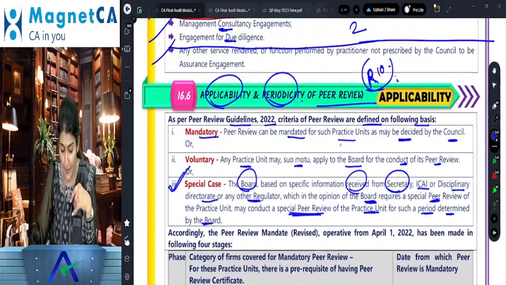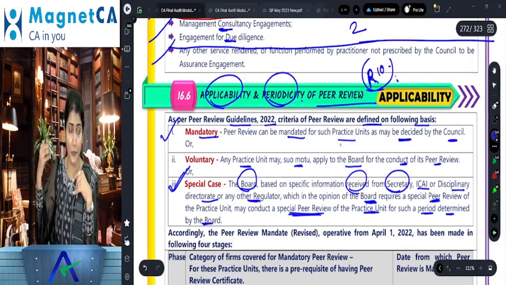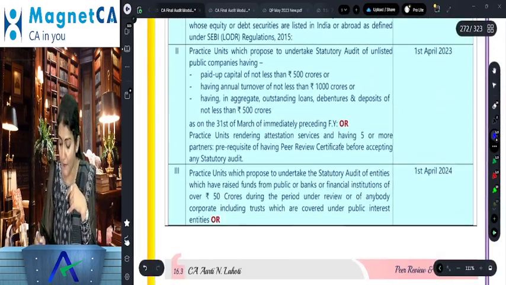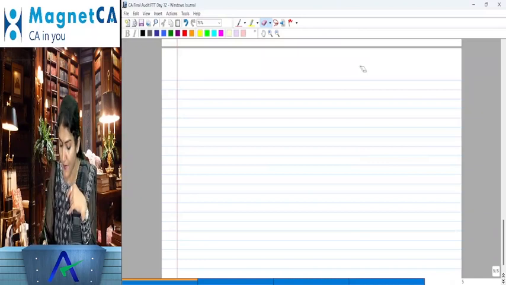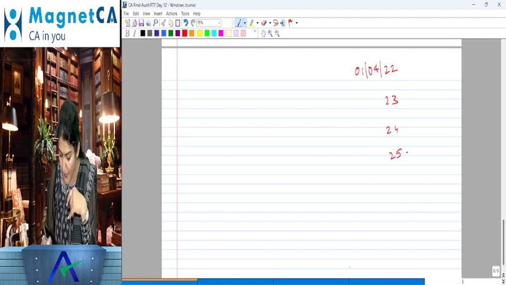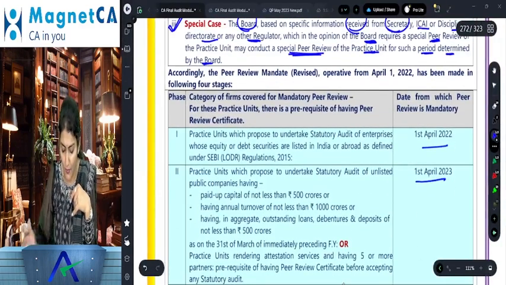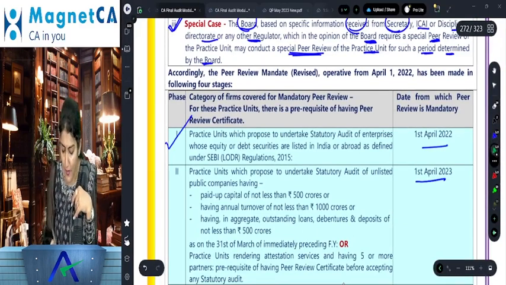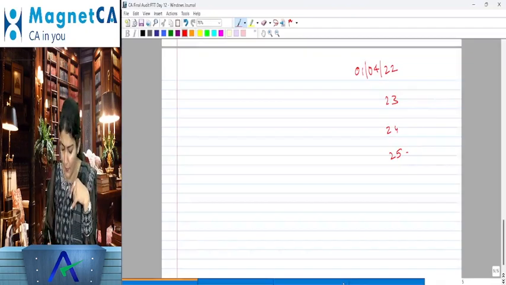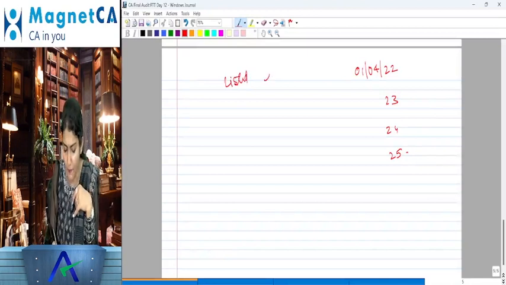And what is the mandate? It is mandatory for these firms to get a peer review done. What is the mandate over there? Applicable with effect from 1st April 22, 23, 24, and 25. To which CA firms is it applicable? From 1st April 22 if you are doing the audits of the listed entities. With effect from 1st April 22, when is it mandatory for you to be holding a valid peer review certificate? If you are doing the audit of a listed entity whose debt or equity is listed in India or abroad. So listed entity auditors, what does it say? Peer review mandatory with effect from 1st April 22.